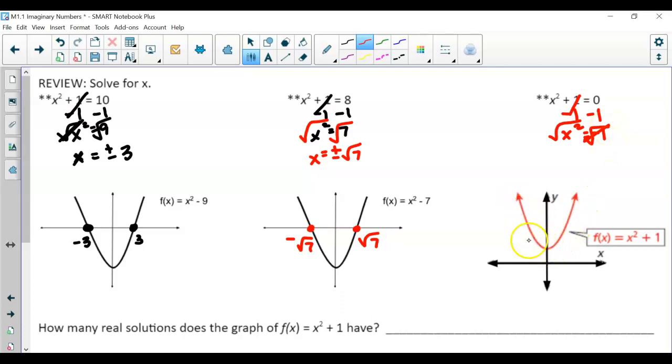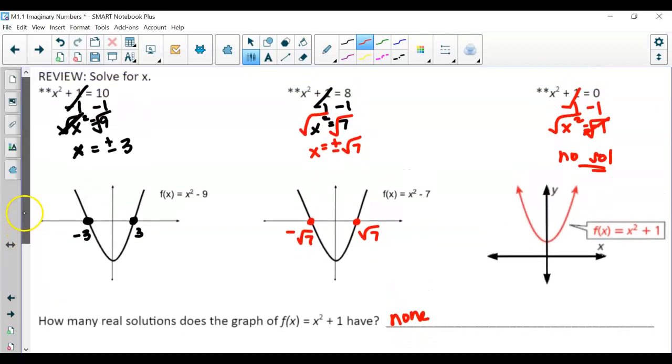Notice how this graph here too, where is it crossing? Is it crossing the x-axis to show our x-intercepts? Well, no, it's above, meaning that this has no solution. These had two solutions, and here we have no solution because it's not crossing the x-axis, because you end up taking the square root of a negative. So again, there are no real solutions.